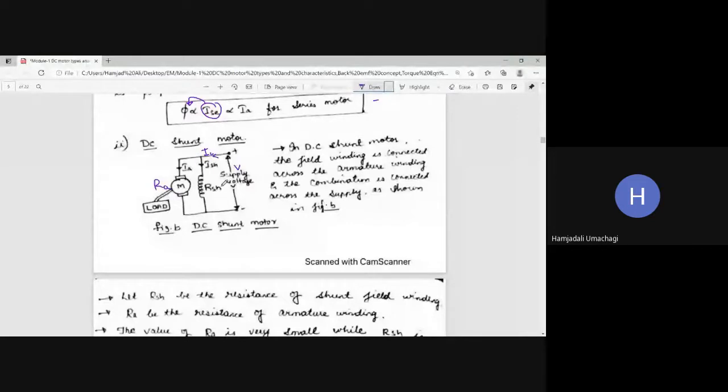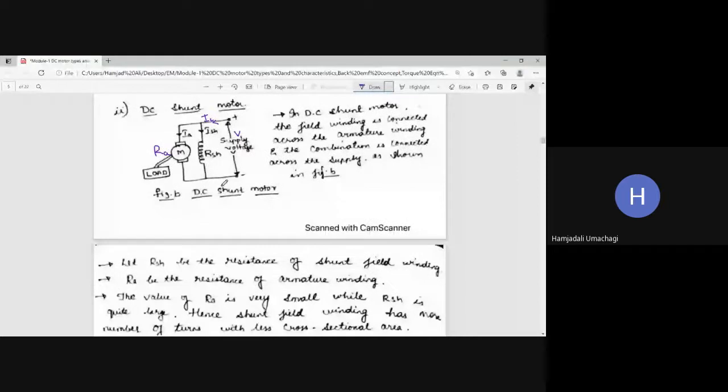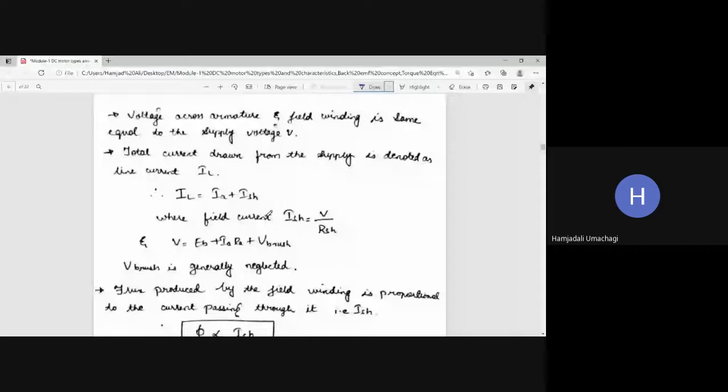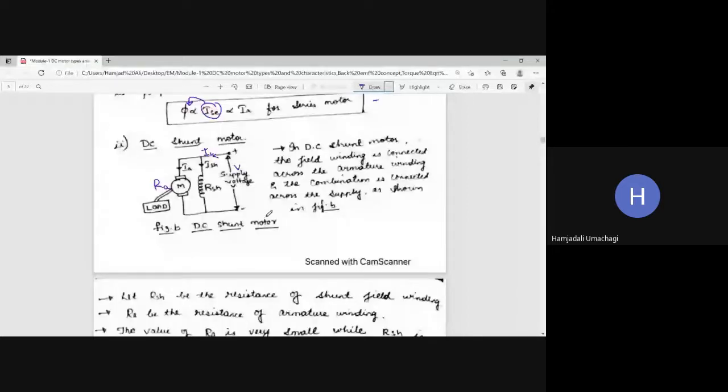Similarly, now let us see the voltage equation. The next voltage equation you can see here is V equals EB plus IA RA plus V brush. Here you will have two loops. This is loop number 1 and this is loop number 2.